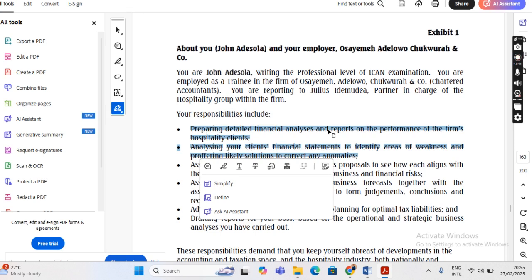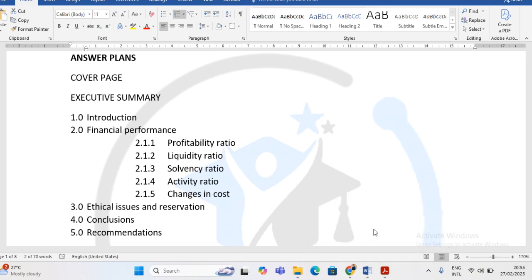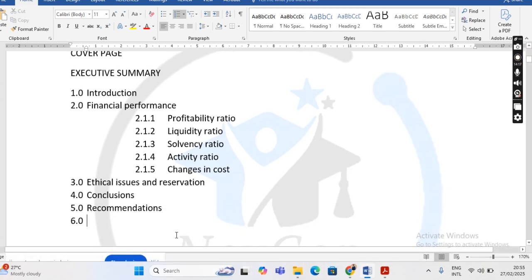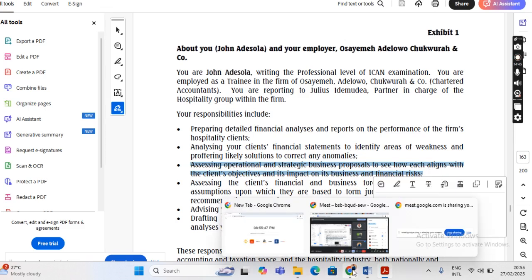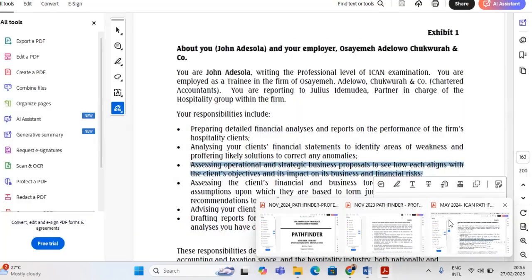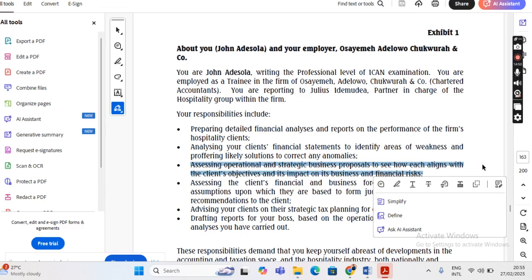Now, for requirement 2, you can have 3.0. What is this 3.0? Let's quickly go back to this. You can see here, assessing operational strategic business proposal to see how it aligns with the client's objective and its impact on the business risk and the financial risk. We've actually defined the business risk and financial risk in our previous lecture, right?